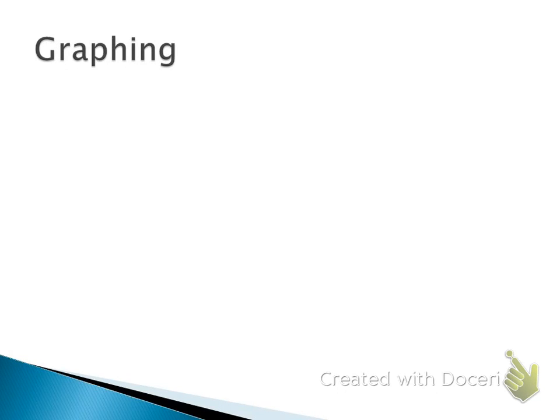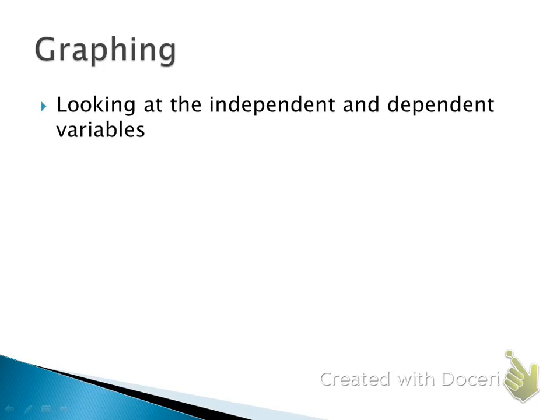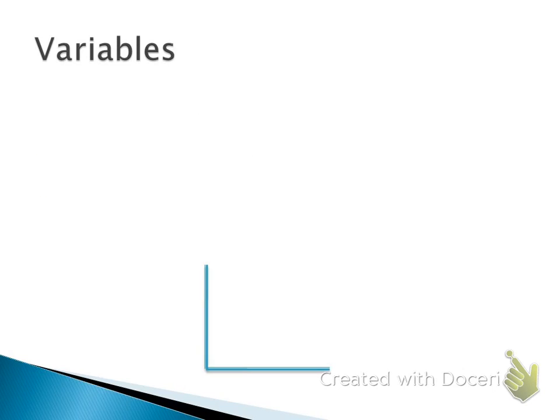All right, our last little section of Chapter 1 has to deal with graphing. Graphing looks at the independent and dependent variables. How many times have you heard those words, independent and dependent variables? A lot, right? We know which independent and dependent variables are. So when we're interpreting graphs, we want to take a look at what is the independent and what is the dependent variable, and the difference between the two.